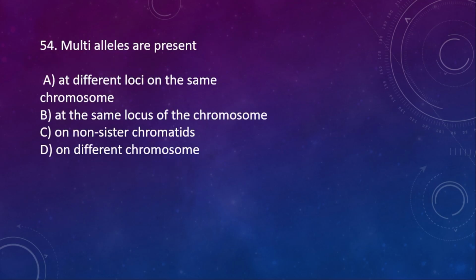54. Multiple alleles are present. A. At different loci on the same chromosome, or B. At the same locus of the chromosome. C. On the sister chromatids. D. On different chromosomes. So here the right option is option B.